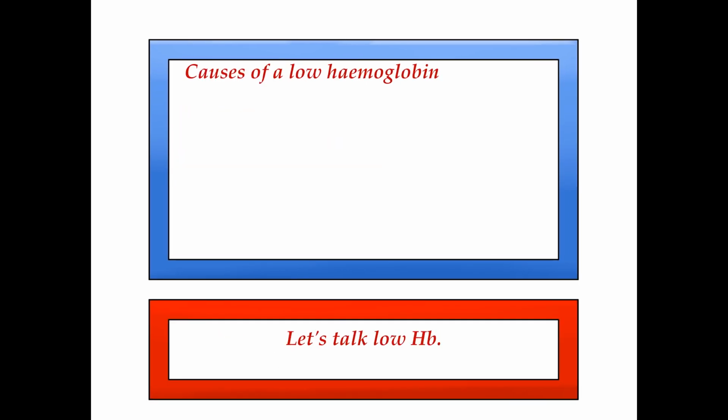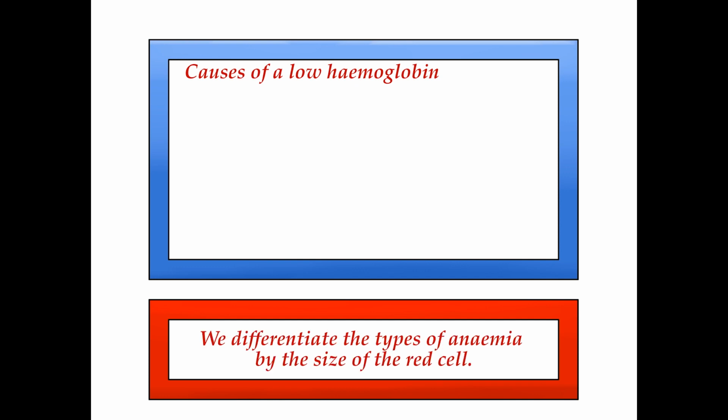Low hemoglobin is a little bit more complicated, but I'm a fairly simple bloke and I'll try and explain it as simply as I can. So low hemoglobin is called anemia. It is going to get more complicated than this. And we divide the types of anemia up by cell size.